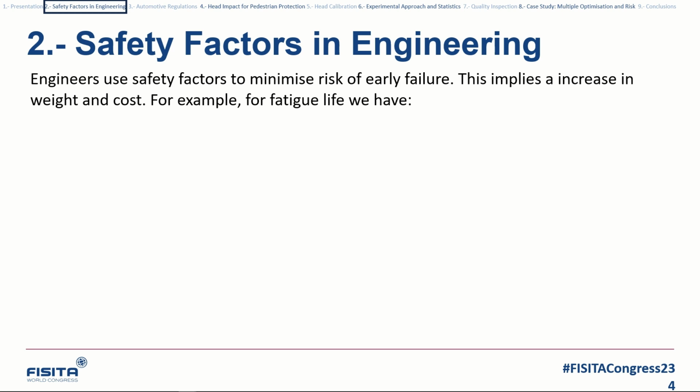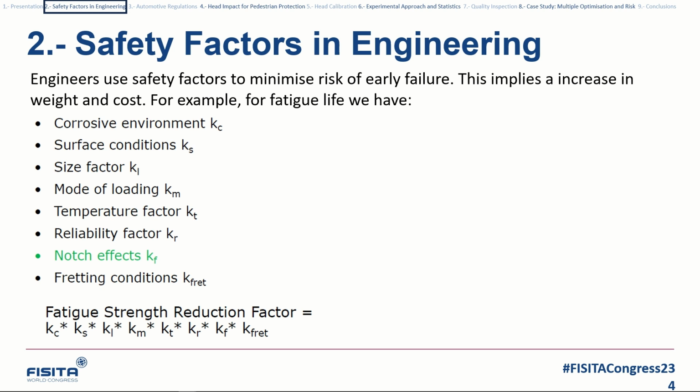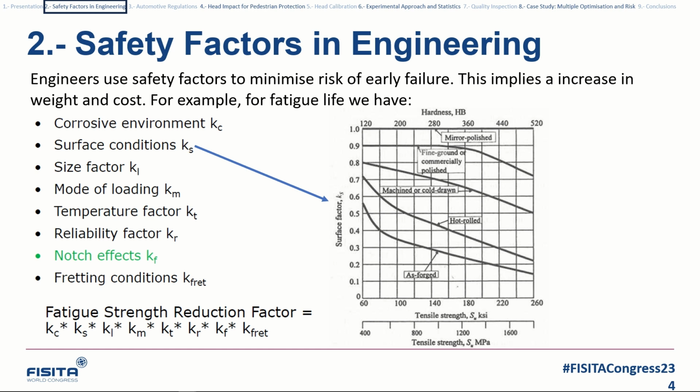So, what do we do, engineers? We work with safety factors to minimize the risk of failure. For example, for fatigue, we have everything very well documented. We have corrosive environment, surface conditions, size factors, mode of loading, temperatures, reliability, notch effects, fretting conditions, and altogether this reduces our possibilities of design. For example, for surface, depending on the quality of the part, whether it's hot rolled, machined, or fine ground, we have different factors affecting our fatigue calculation.